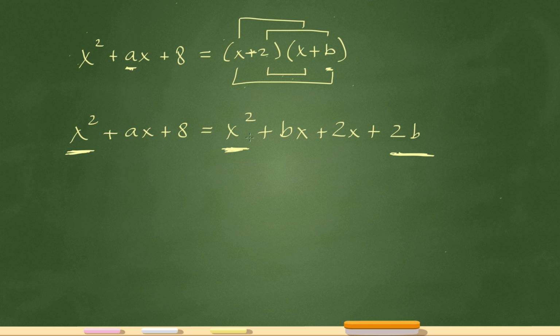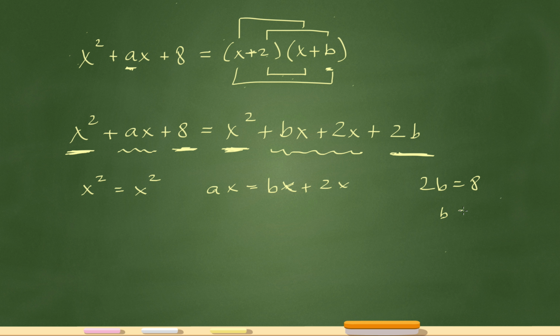The last term always should match up with the last term, and the inner outer must always match up with the inner outer here. So in other words, the x squared must equal x squared. Ax must equal bx plus 2x. And finally, 2b must equal 8. So I'm getting pretty close to the final answer here. If I know that 2b equals 8, I know that b has to equal 4.